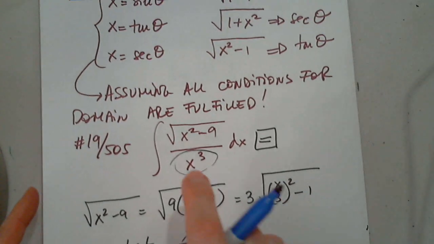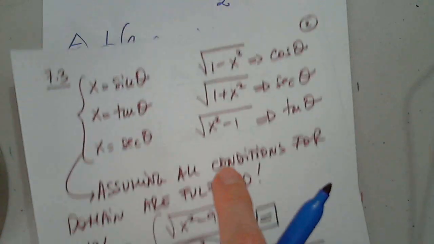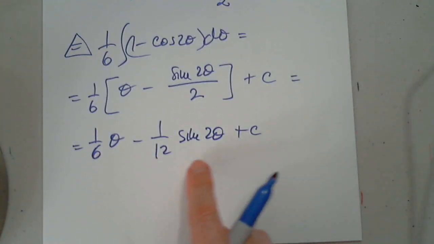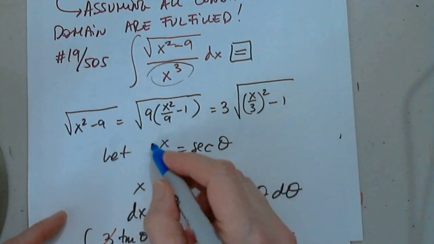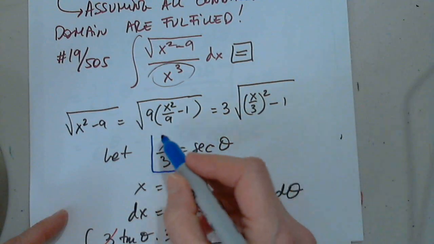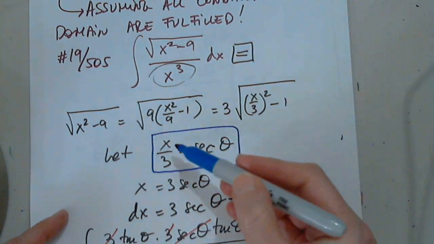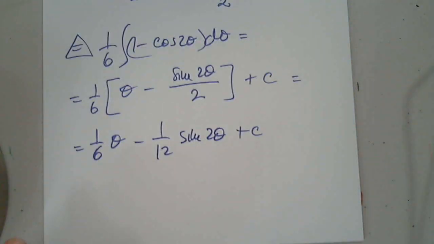Now remember, the integral was given to us in x. We cannot leave the answer in theta. Theta was our substitution to help us get to the answer. But now, look at what we started with. We started with x over 3 equals secant theta, okay?